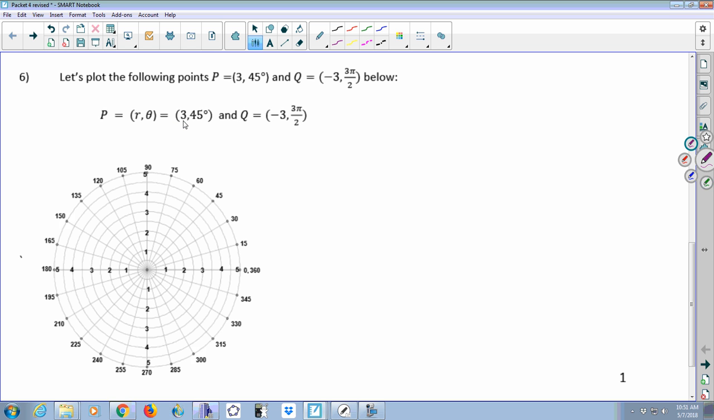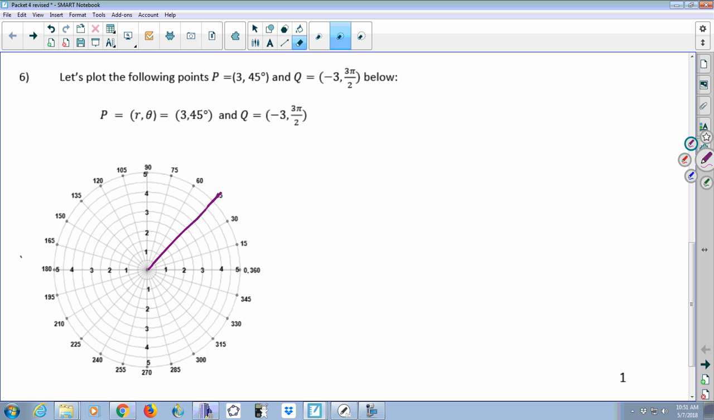So this says we want to go out 3 units from our pole and at a 45-degree angle. How people do this is different. Some people go out like this: they first mark their 3, and then they move it to 45 degrees. Because of what happens when we have negative values for r, I think it's more important to first go to your theta, your angle, and say, okay, here's my 45 degrees.